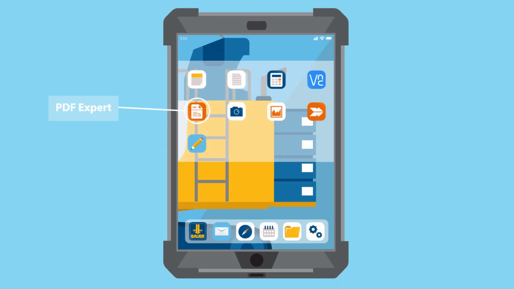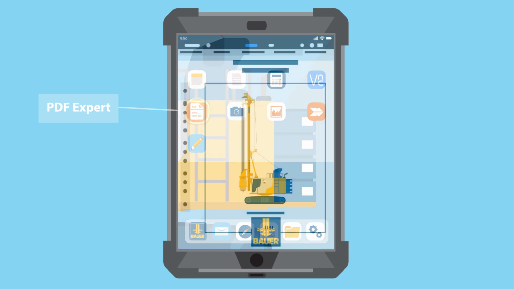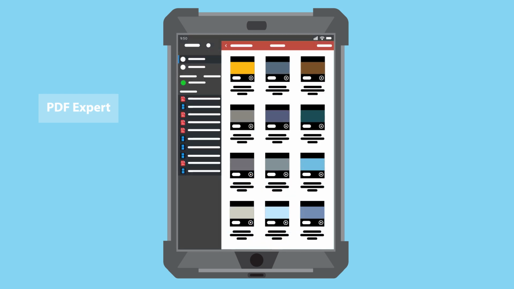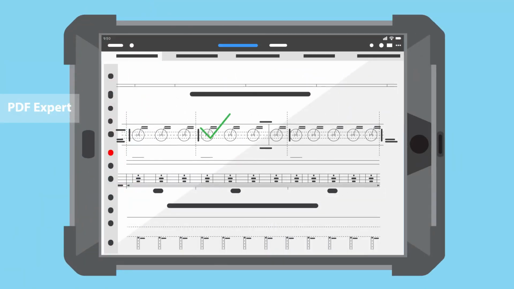With the PDF Expert, you can also always access important documents, such as operating manuals and spare parts lists. In addition to training videos for our assistance systems, you can also edit piling plans and include other useful data content.